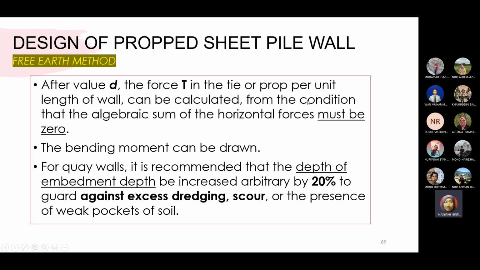Okay, after the value D, the force T in the tie or prop per unit length of wall can be calculated from the condition that the algebraic sum of the horizontal forces must be 0. The bending moment can be drawn. So for quay walls, it is recommended that the embedment depth is increased arbitrarily by 20% to guard against excess dragging.